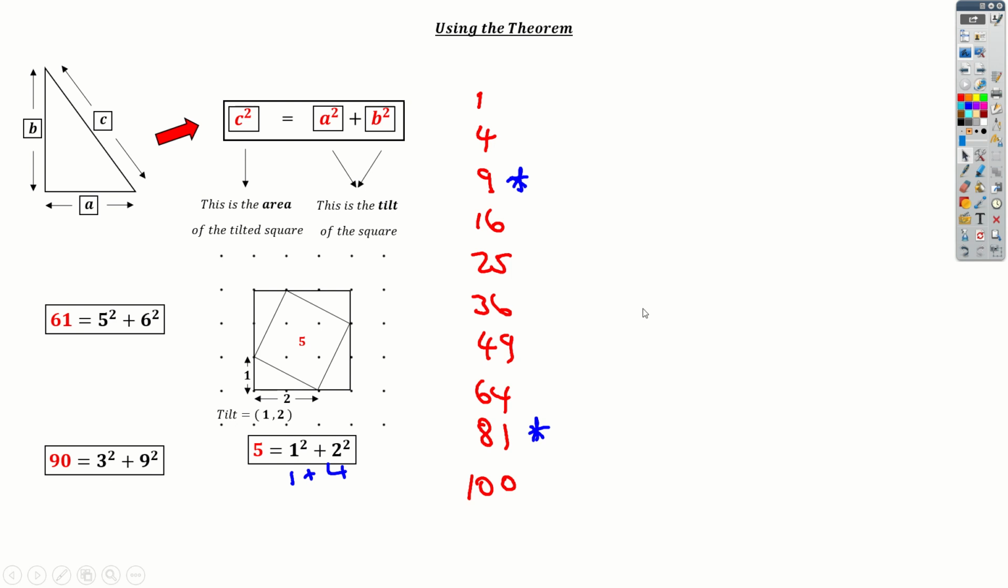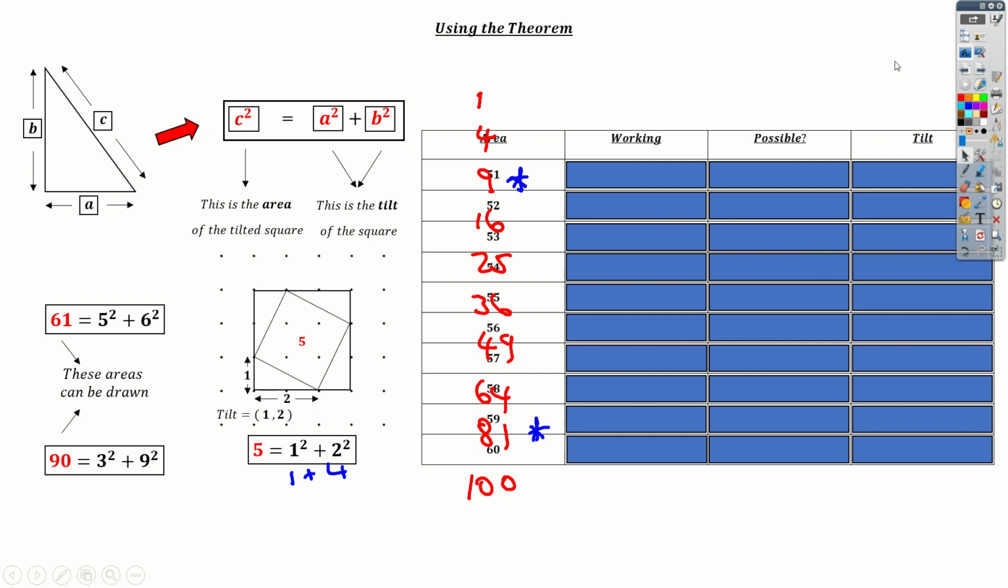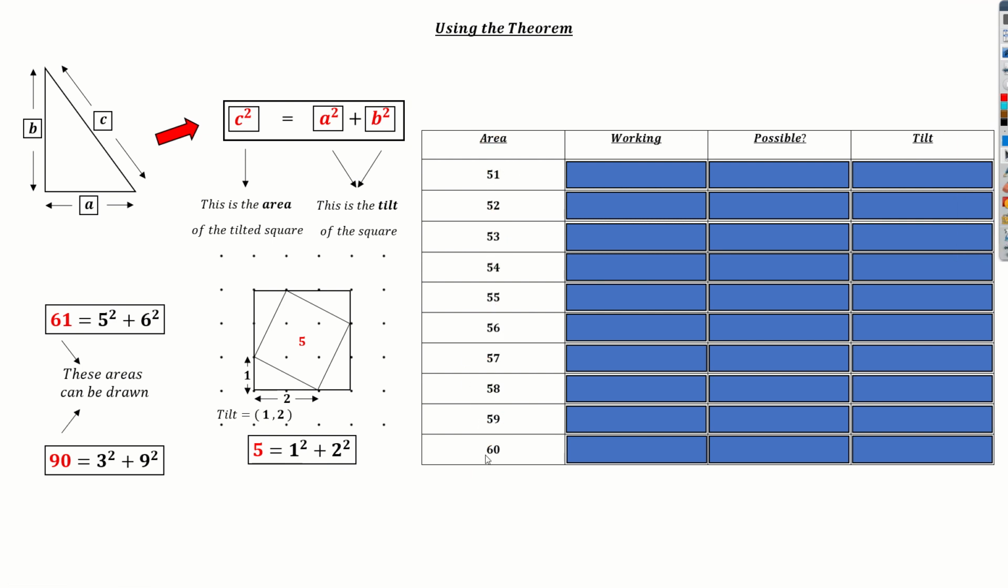What I want you to do today, this is today's task, for the table on this slide over here, for these numbers 51 to 60, I want you to work out if these are possible areas. Can I make a tilted square with that area? And what's the tilt? I might do the first one for you. Area 51, which is quite a good one to do actually, is not possible. I can't do it at 51 because there's no sum that adds up to 51.